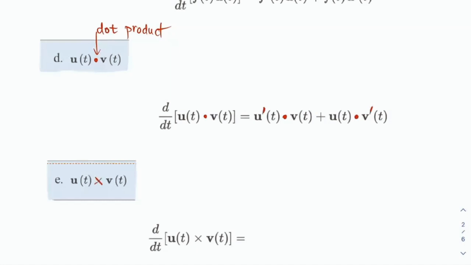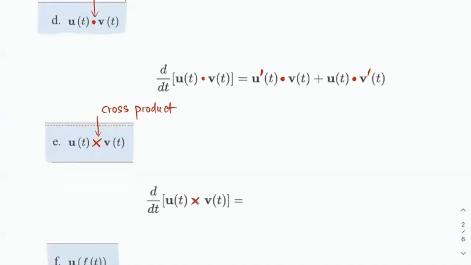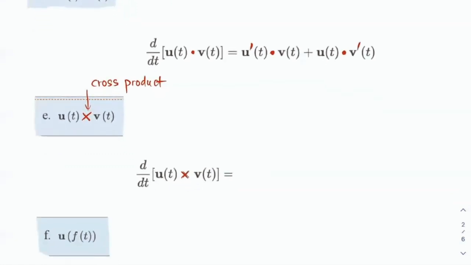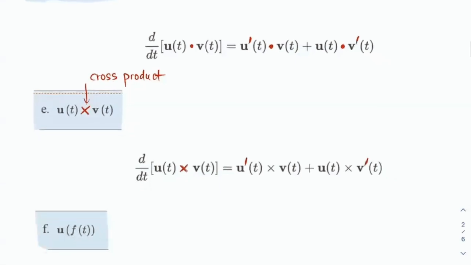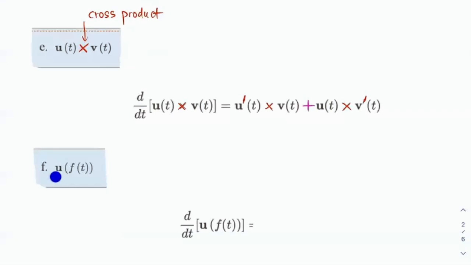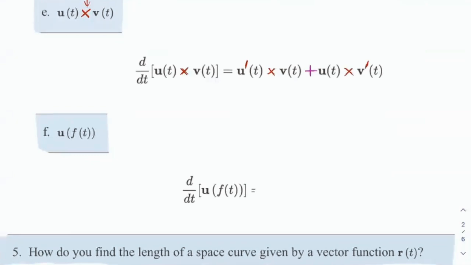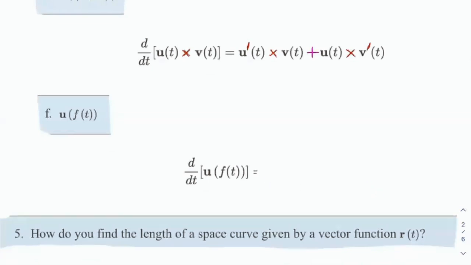And the cross product over here is also similar to the product rule. Everyone tell me, what should I put here? u prime of t cross v of t plus u of t cross v prime of t. Similar to the product rule, except this time this is a cross product right here. The next one here, you have a vector function of this scalar function inside. Then it looks like a composite function, so the chain rule will apply. Similar to the chain rule. Tell me what should I put over here?